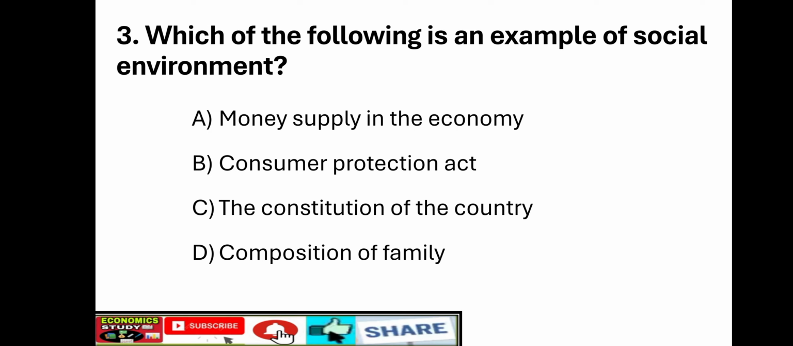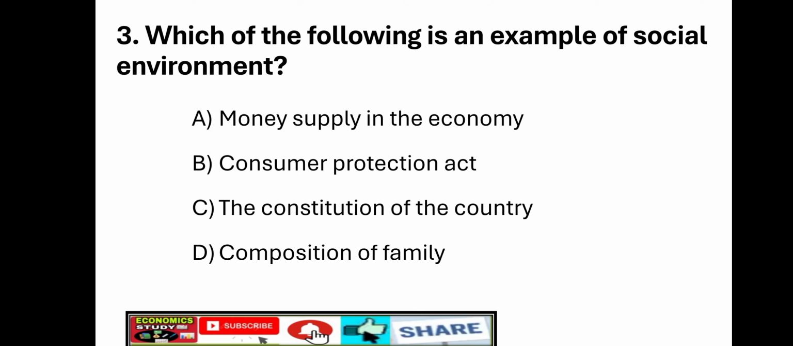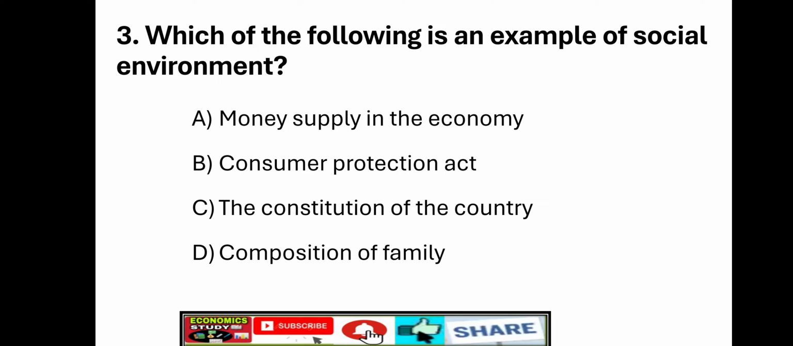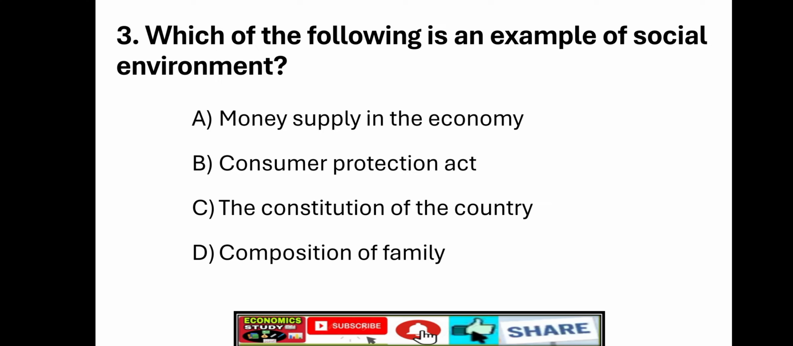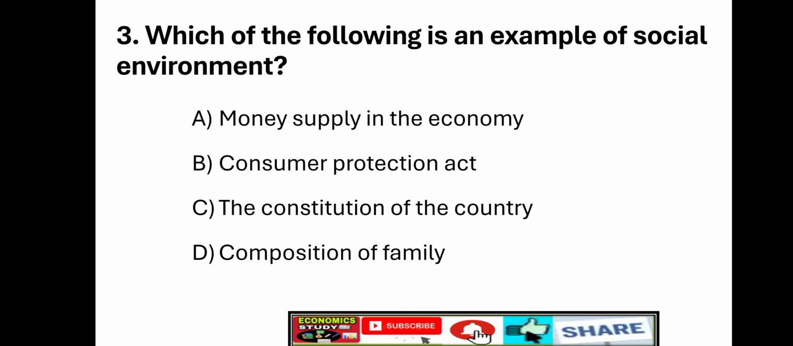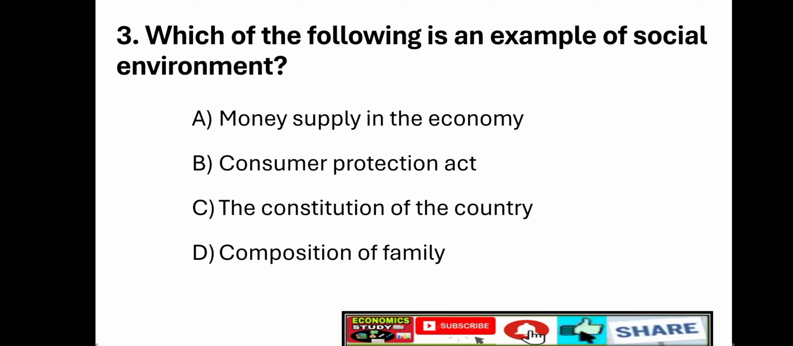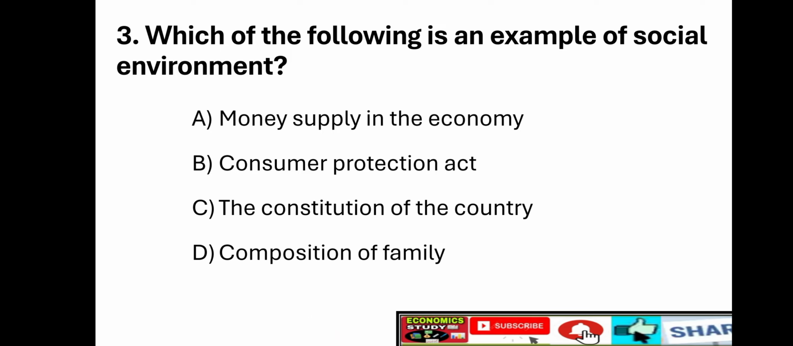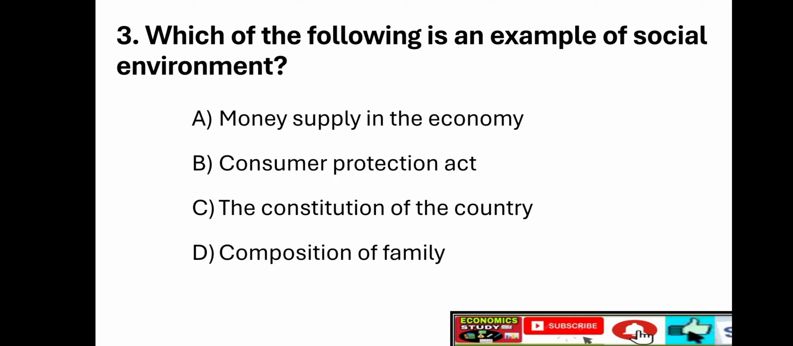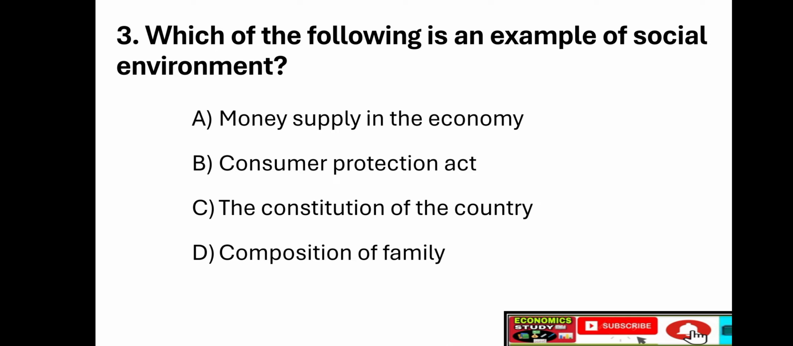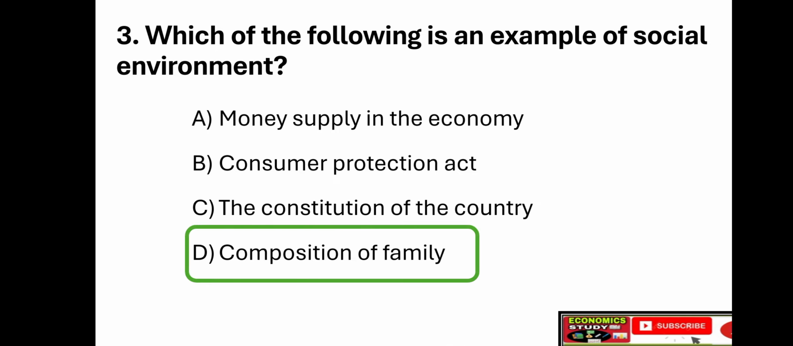Third question, which of the following is an example of social environment? Option A, money supply in the economy. Option B, Consumer Protection Act. Option C, the constitution of the country. Option D, composition of family. Right answer is option D, composition of family.